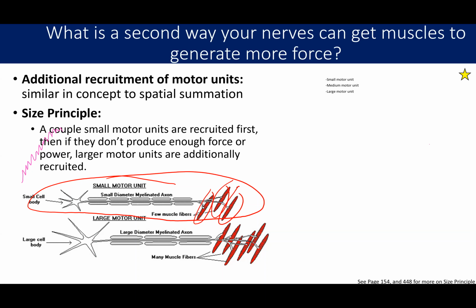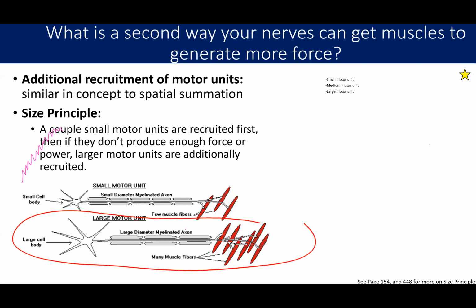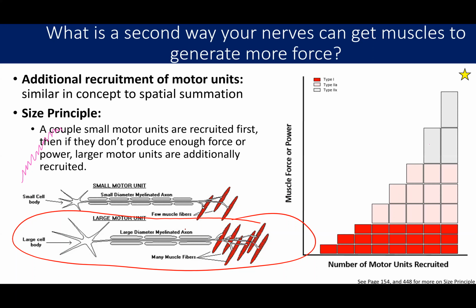So you only have a few cells that are responsive to this one. So if I want to generate just a little bit of force, I'm going to recruit this one. If I want to generate a lot of force, then it would probably be a good idea to recruit that one that activates a lot of muscle fibers to contract at once. So this introduces us to something called the size principle.